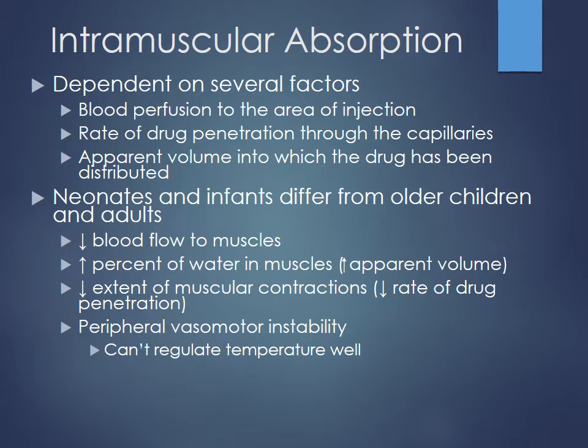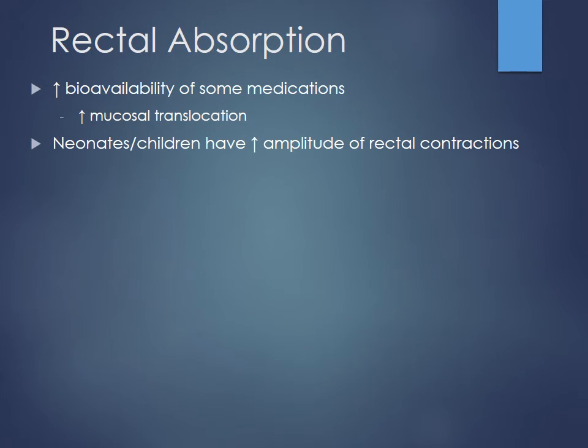So neonates and infants are going to differ from older children because they have decreased blood flow and a higher percentage of water in the muscles, so a higher apparent volume of distribution for more hydrophilic meds. They're going to have a decreased extent of muscular contractions, right? As you have more muscular contractions, you have more blood flow, which should aid absorption, but if they're not moving around a whole lot, you're not going to see that. And then there's peripheral vasomotor instability, because they can't regulate temperature, which will affect the blood flow additionally. So intramuscular injections for especially very young children can be difficult just because you don't really know how well they're going to absorb it.